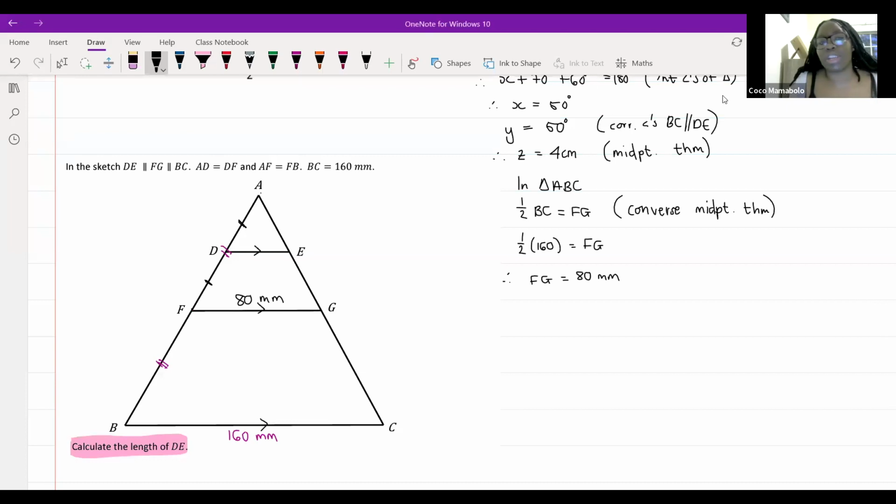Now, look at the information they've given us again. They've told us that DE is parallel to FG, and they've given us one pair of equal sides. So we can then say that half of FG is equal to what? That's it, Sally. Remember, guys, we need to start with the statement and the reason. Then we can say that DE is equal to 40. So we have to say half of FG is equal to DE. And what is my reason?